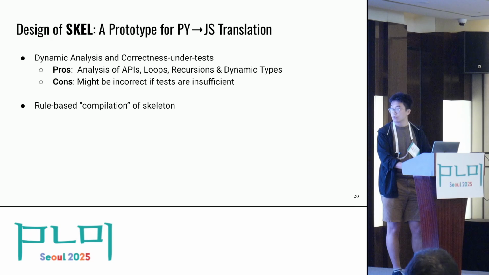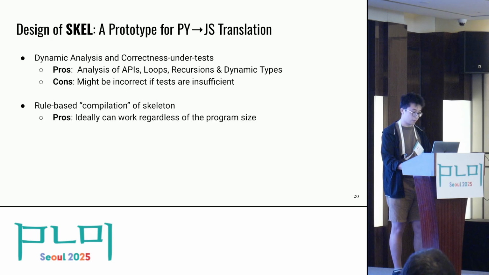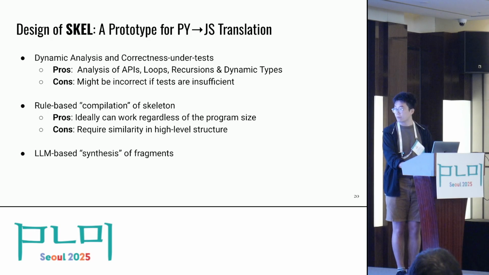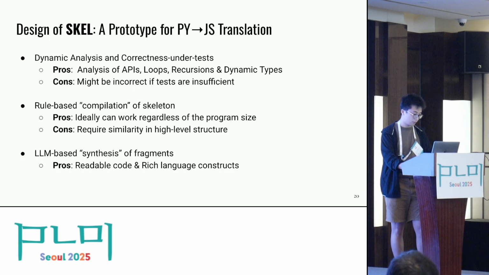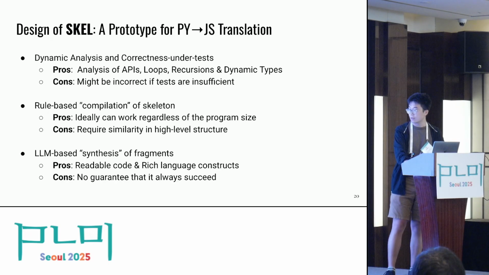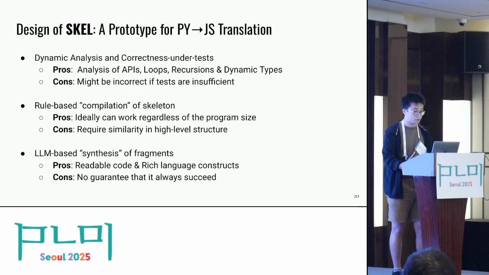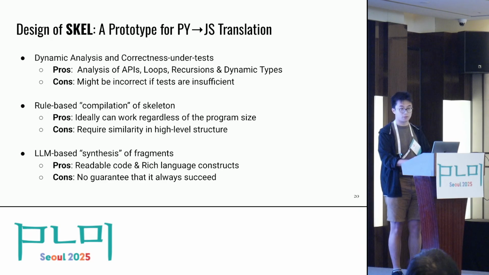We use a rule-based compilation of the skeleton, and the benefit is that ideally it can work regardless of the program size. The downside is that we do assume that the translation has a common high-level structure with the source. And we use the LLMs for synthesis of code fragments, and it gives us readable and idiomatic code. The downside is that there's no guarantee that the LLM will give us the correct result every time. So when it fails, the mechanism needs to somehow deal with it.